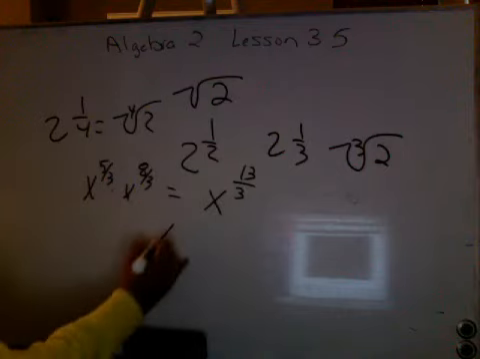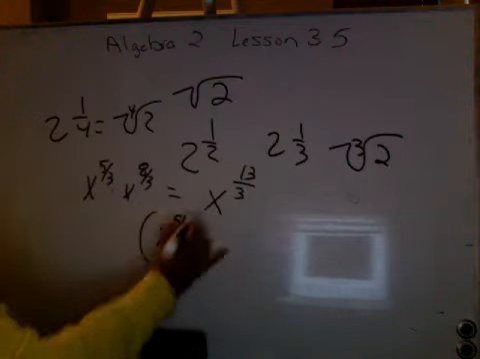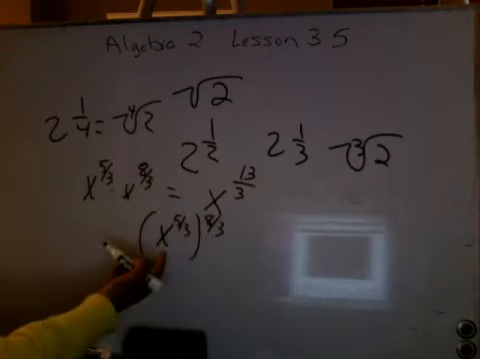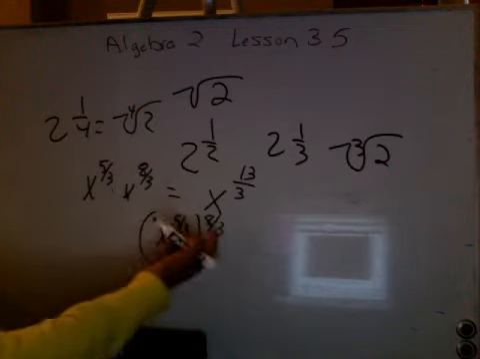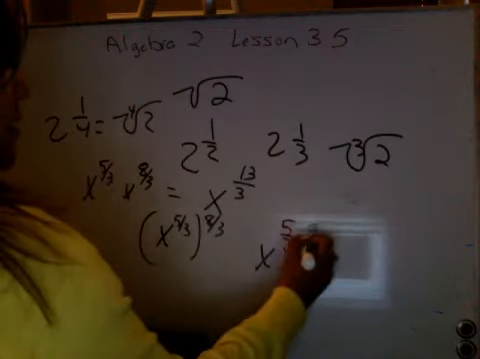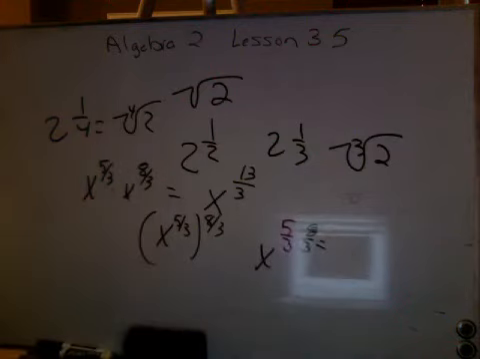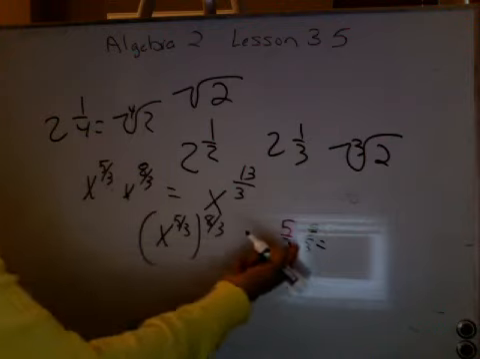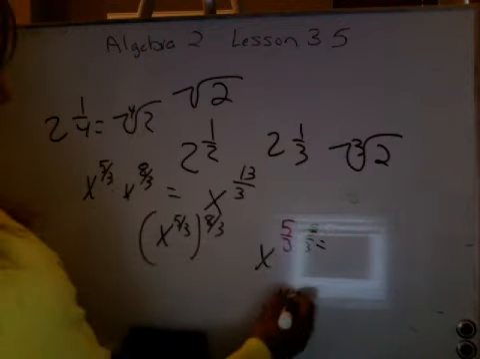What if I had x to the 5/3 raised to the 8/3? Well, how do we do this? When we have a power raised to a power, we simply multiply the powers. So you have x to the 5/3 times 8/3. Then you can't forget your rules for adding, subtracting, and multiplying fractions. So this becomes x to the 40 over 9.